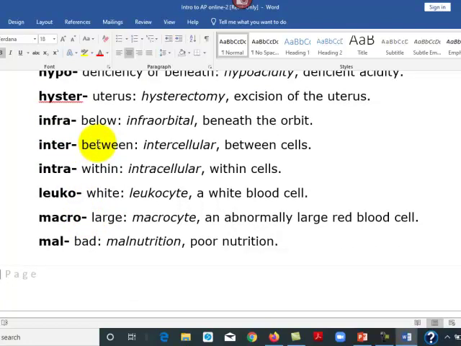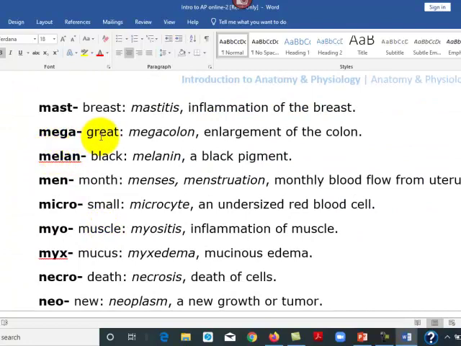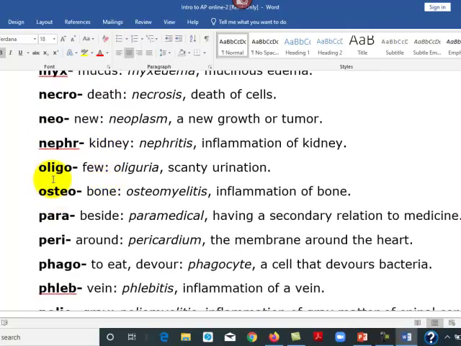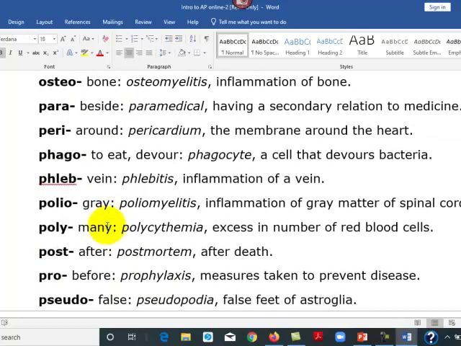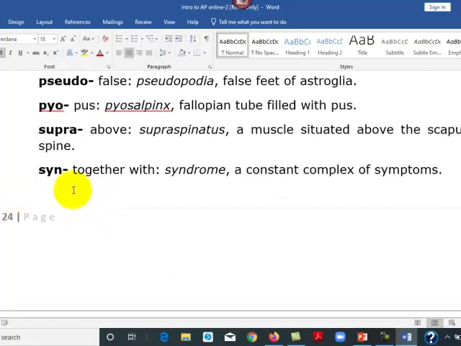Infra also means below, and inter is between. Cover that a little bit. Macro is large. Megacolon, probably not a good thing. Bad burrito there, maybe. But yeah, melanin's black. Oligo means few. You have something called an oligodendrocyte, which makes the myelin sheath in the brain and spinal cord. Phlebo refers to vein. You get the idea.